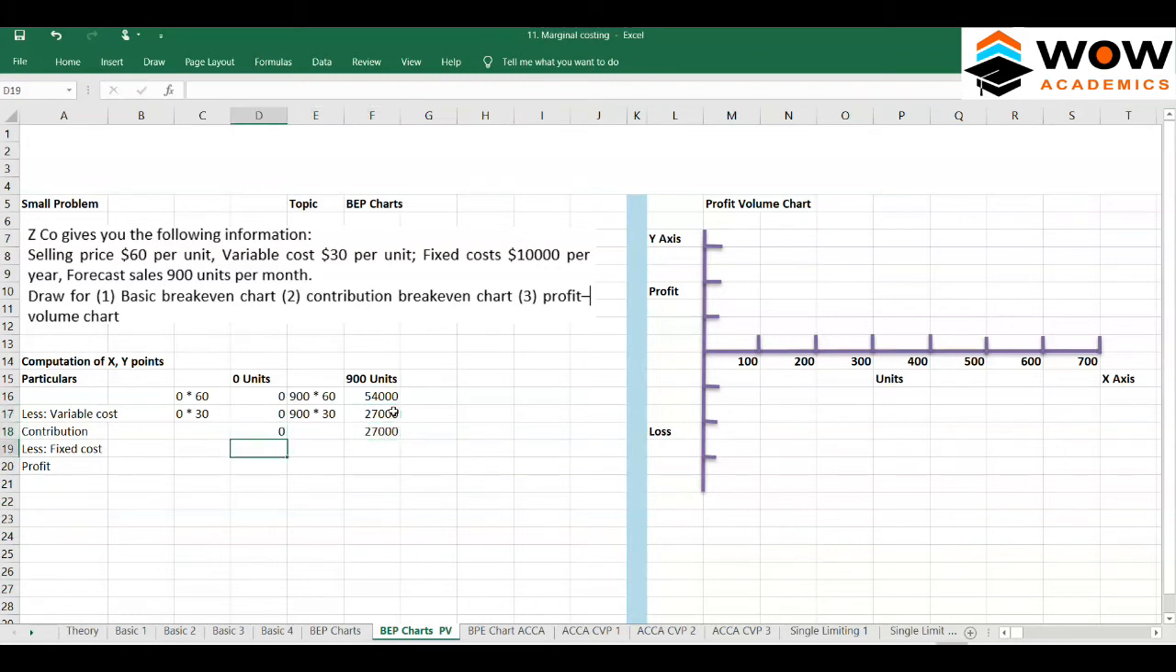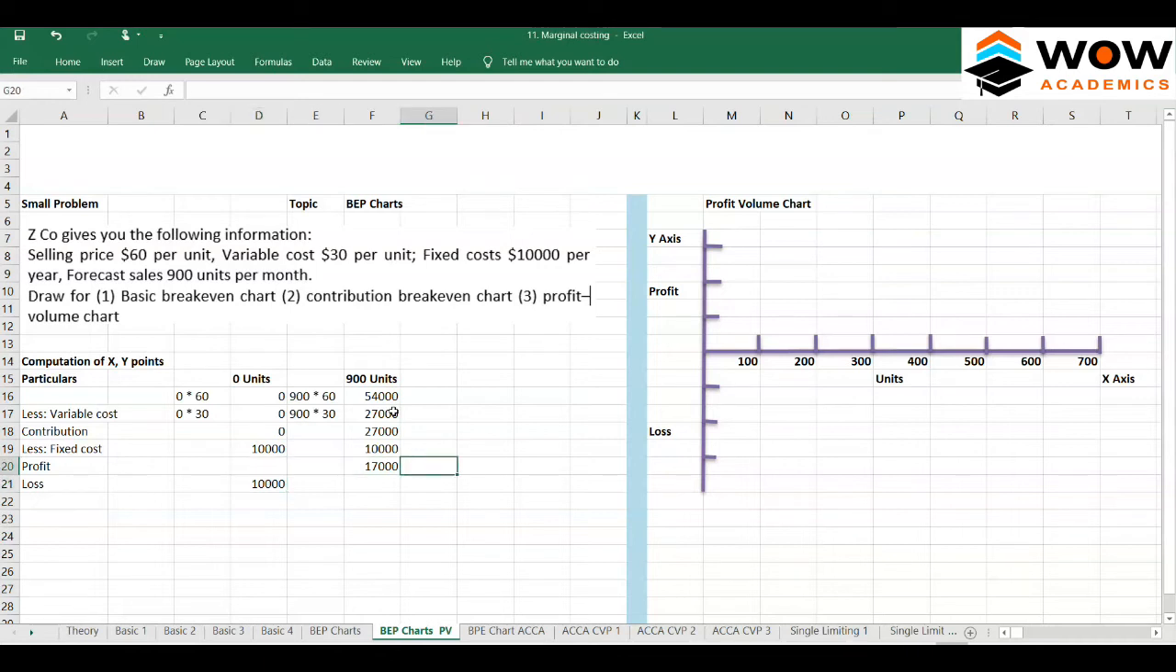So the last one is the fixed cost. So fixed cost at 0 units is also a fixed cost. So that's going to be 10,000. Whether you produce units or not, it's going to be there. So there are two numbers here. One, when you produce 0 units, you will be incurring a 10,000 loss, and when you produce 900 units, you will earn a profit of 17,000. So we have 2 points. These have to be marked as coordinates.